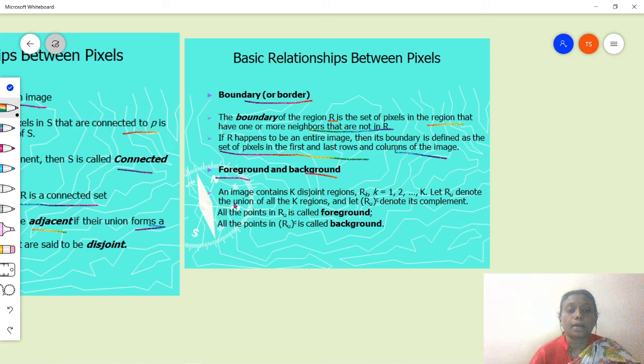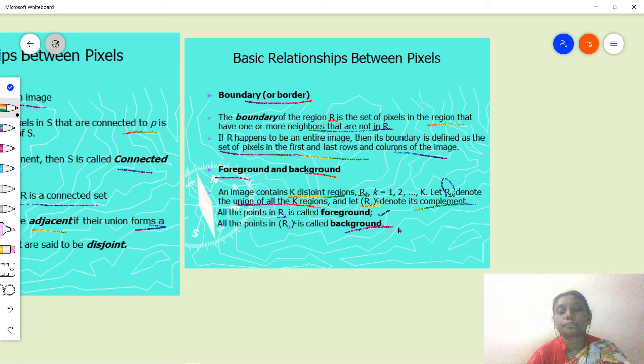Then, after defining the boundary or the border of the image, we have foreground and background. What is a foreground and what is a background? An image contains K disjoint regions. See, all these are set operations. We are applying set operations upon the image to process, to extract the boundaries, to extract the regions, to find the path, all those. So K disjoint regions, where k is 1, 2, up to K. Let Ru denote the union of all K regions, and let Ru complement be denoted Ru^c. Then Ru is called the foreground, and Ru complement is called the background.